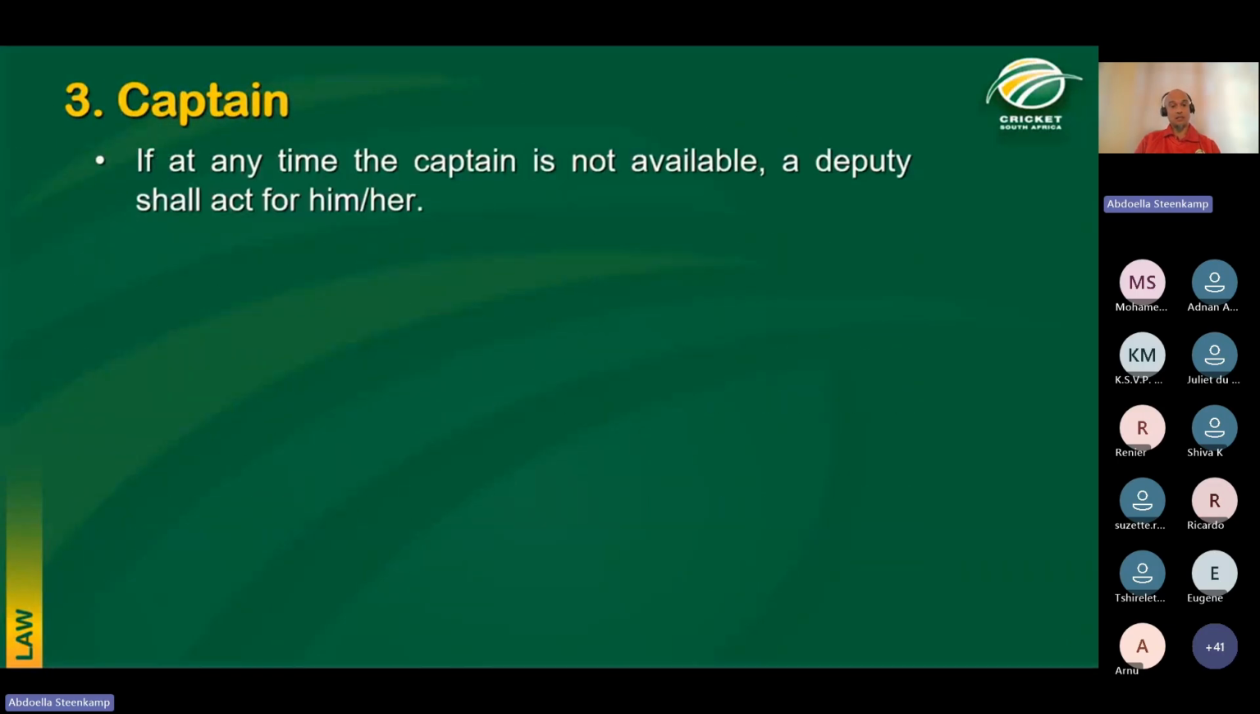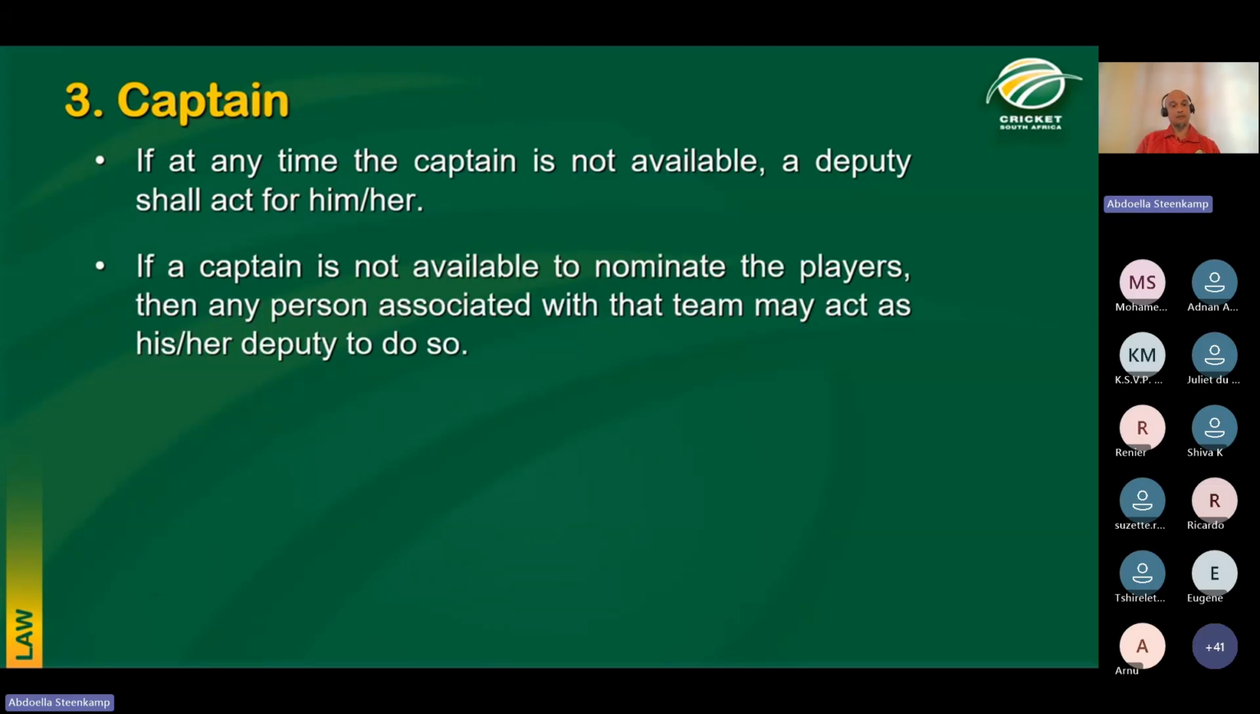The second subsection under Law 1 that we're covering is the captain. Sometimes the captain is not available. Then the law tells us we can have a deputy to act for him or her. So in terms of the nomination of players, if the captain is not available, any person associated with the team can nominate the players. The team manager can nominate the players. The scorer can nominate the players. The coach can nominate the players.